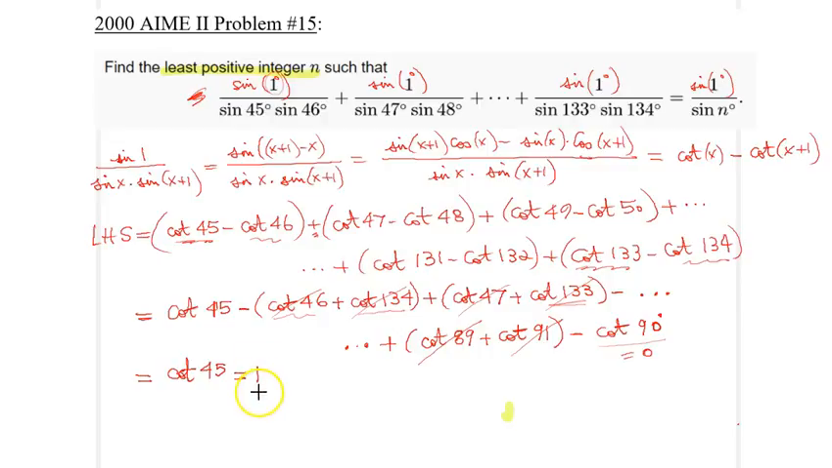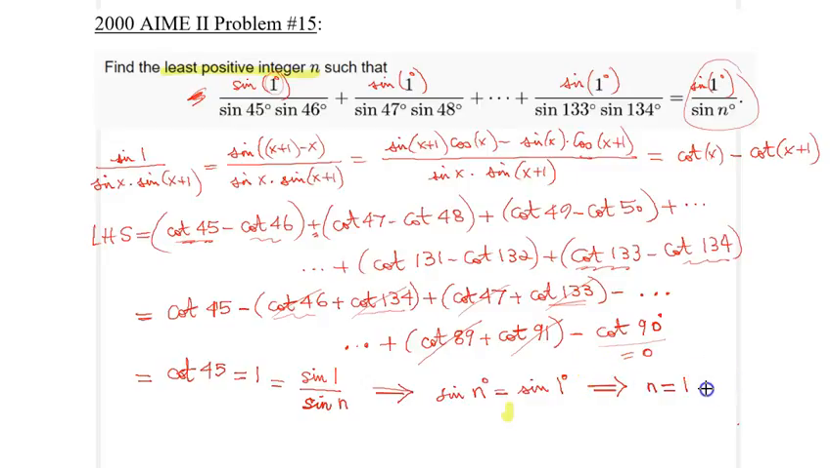Now this left hand side should be equal to the right hand side, so this implies 1 is equal to sine 1 over sine n, and this simply implies that sine of n is equal to sine of 1, and therefore the least positive integer value for n would simply be equal to 1. And that solves the problem.